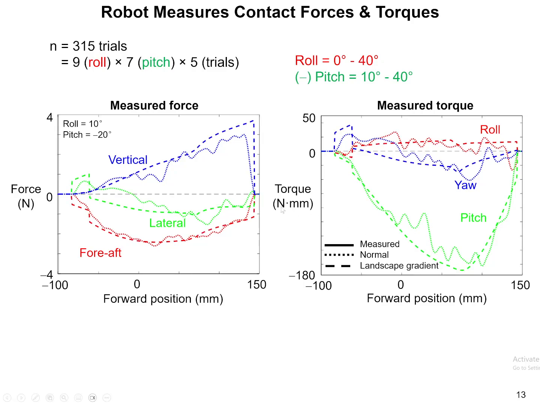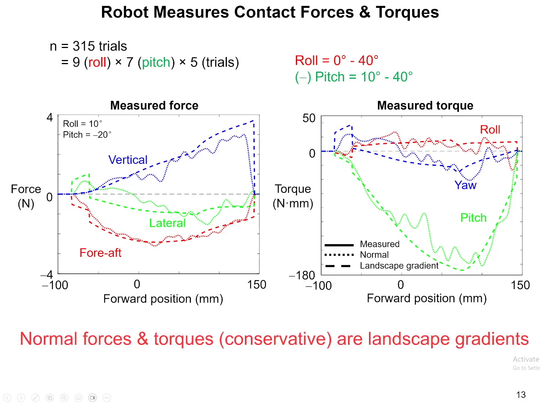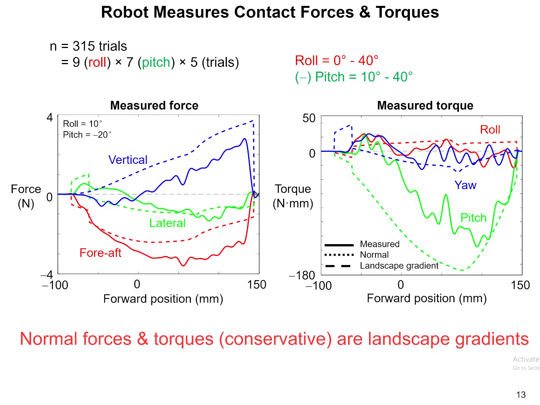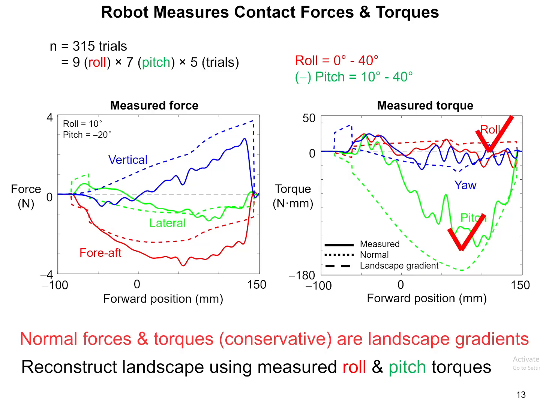When compared to the landscape gradient at the dashed curves, we can see that they matched well, which shows that the normal forces and torques are indeed the landscape gradient. Actually, the original measured forces and torques also match the landscape gradient reasonably well, but not as good as the normal ones. Now we will reconstruct the landscape using the measured roll and pitch torque.